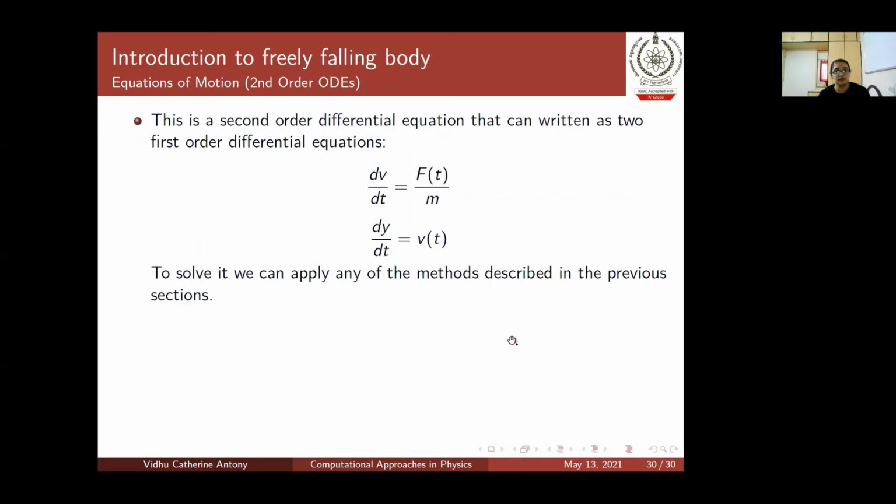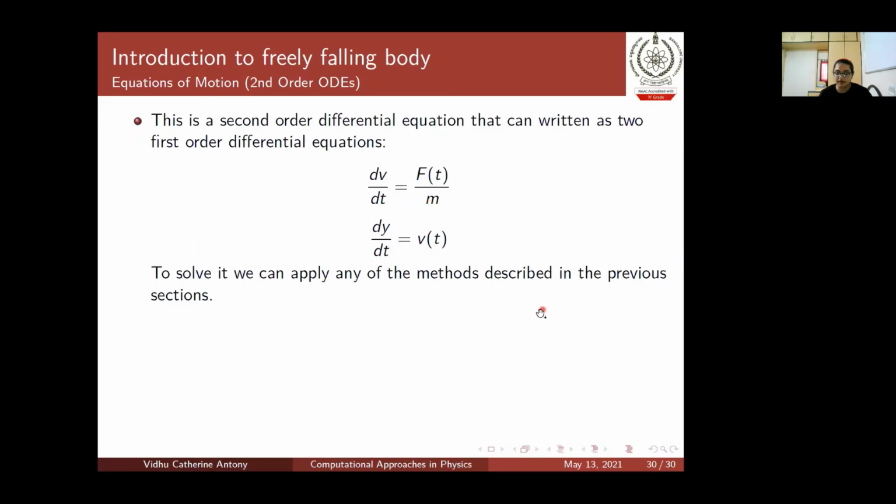Now you want to split them up into two first order differential equations. Why? Because I can solve first order differential equations easily using the Runge Kutta method or Euler's method. So I will split them up into two. That means you will have two solutions to solve this problem. So the second order differential equation can be written as two first order differential equations. You have dv by dt is equal to f of t divided by m, and dy by dt is equal to v of t.